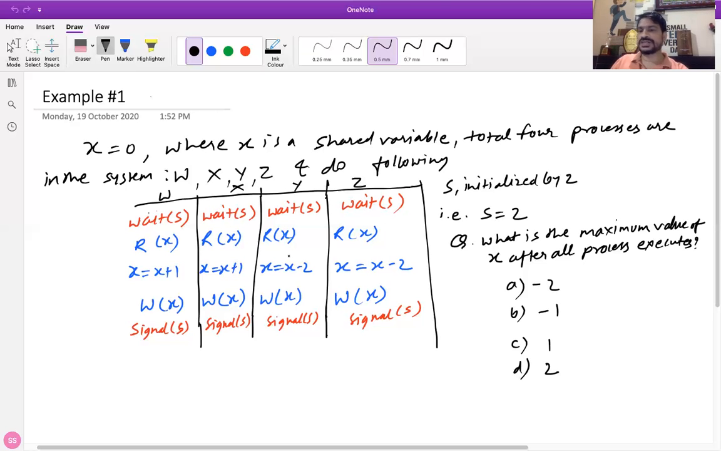Now let's see what it is asked. It is given the value of S. It should initialize by 2, which means the initial value of S, or the initial value of the semaphore, is 2 here. So the initial value of S is 2 here.